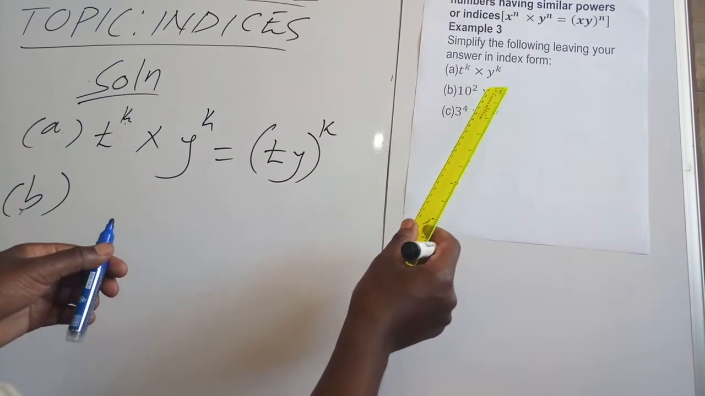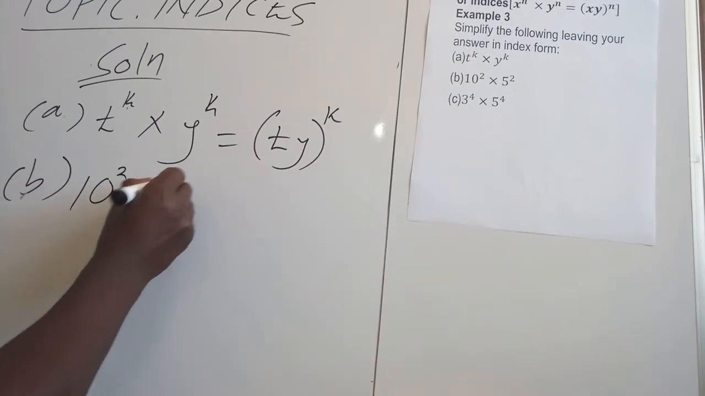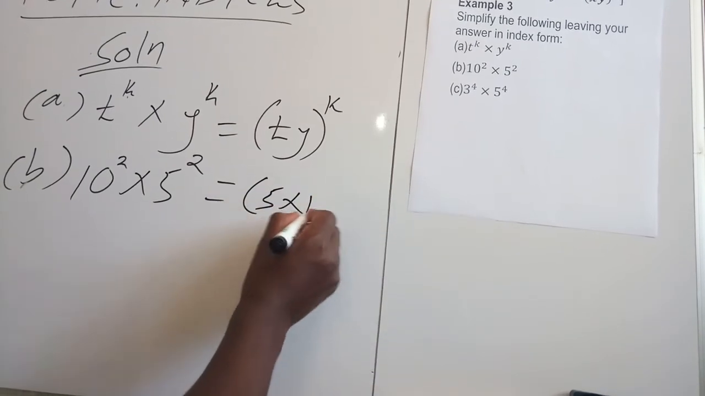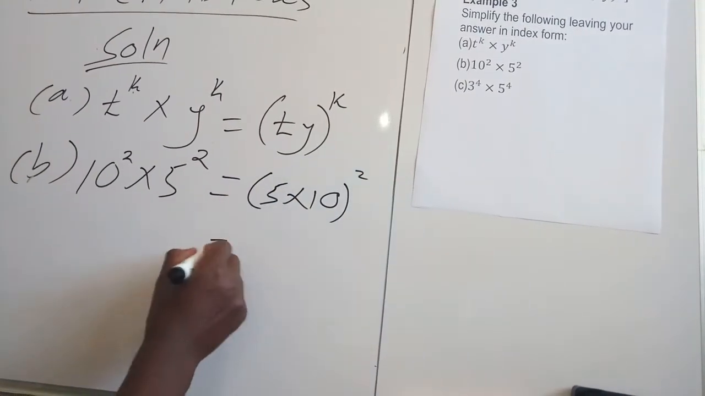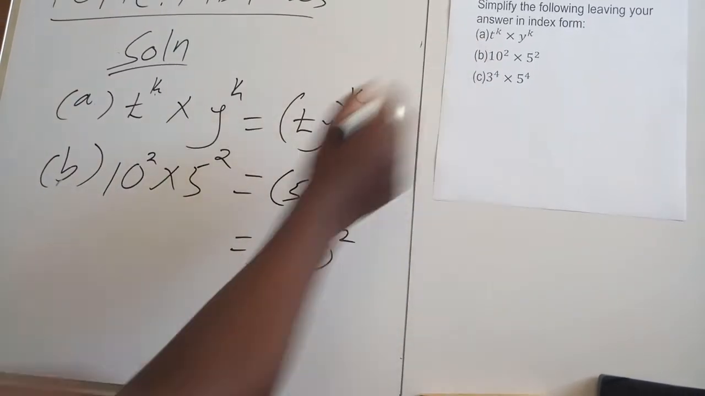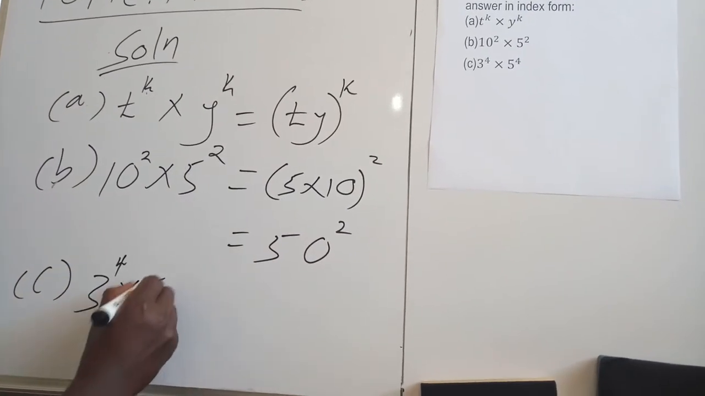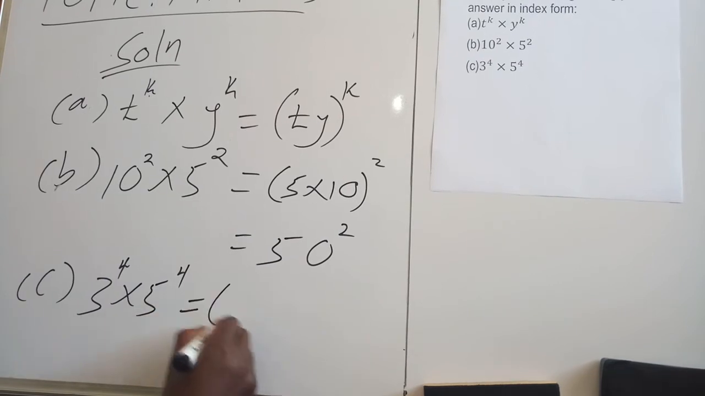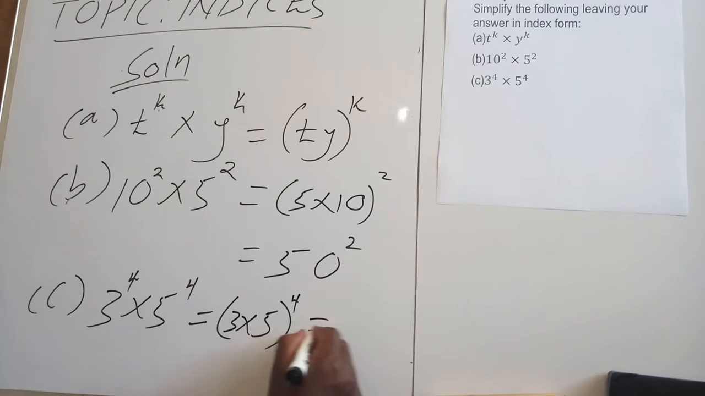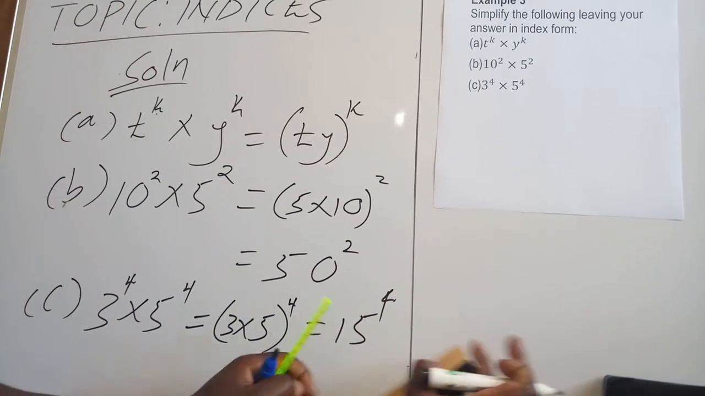We go to our second question. 10 power 2 times 5 power 2. So what shall we have? 10 power 2 times 5 power 2. We shall have 5 times 10, then raised to power 2. In the end, what do we have? 50 raised to power 2. We go to our last question. 3 power 4 times 5 power 4. What do we get? 3 times 5 raised to power 4. So what do we get here? 15 raised to the power of 4.